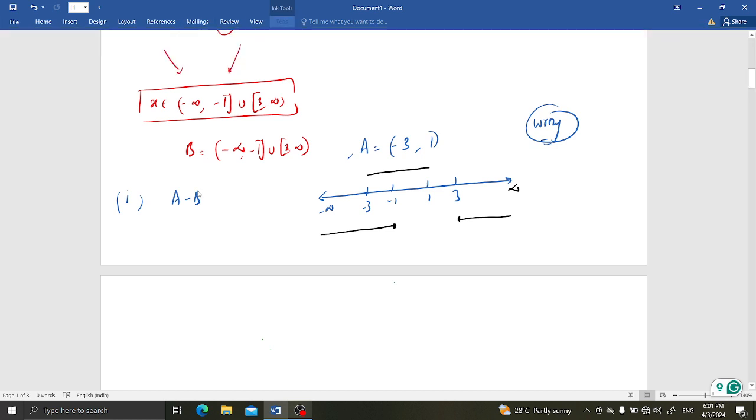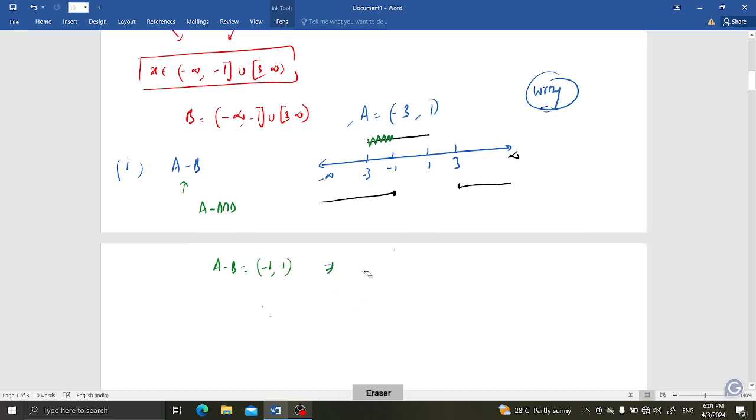And A is from here to here. Observe, A minus B is the collection of those elements of A which are not in B. It means we need to remove from the set A those elements which are common between A and B. These are the common elements; minus 1 is also included in B. So A minus B will be open minus 1 to 1. It means this option is true. Hence, since we are looking for the wrong option, we will not select this one.